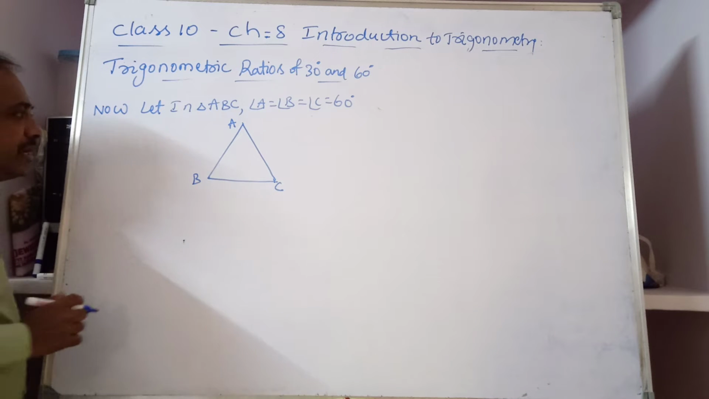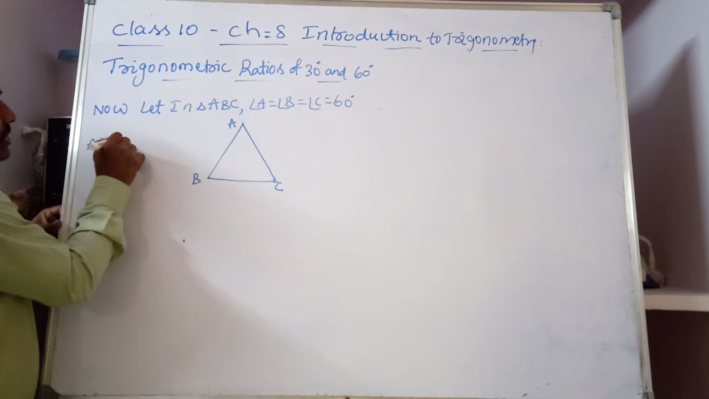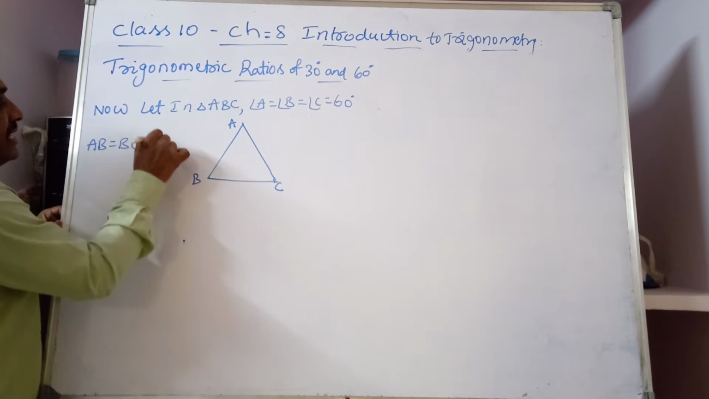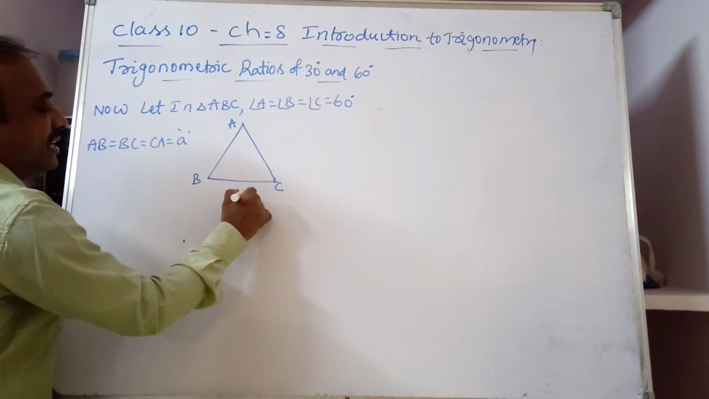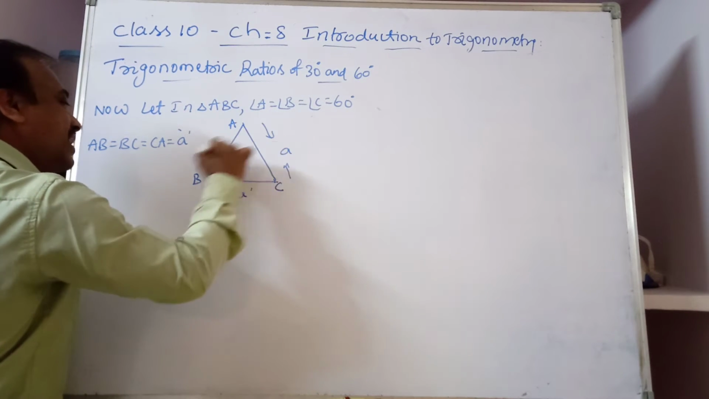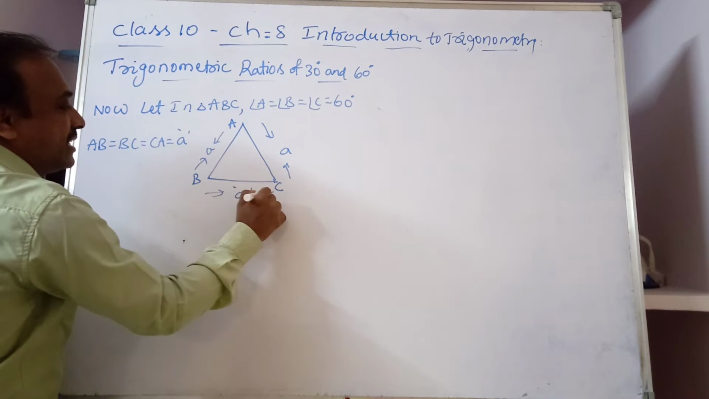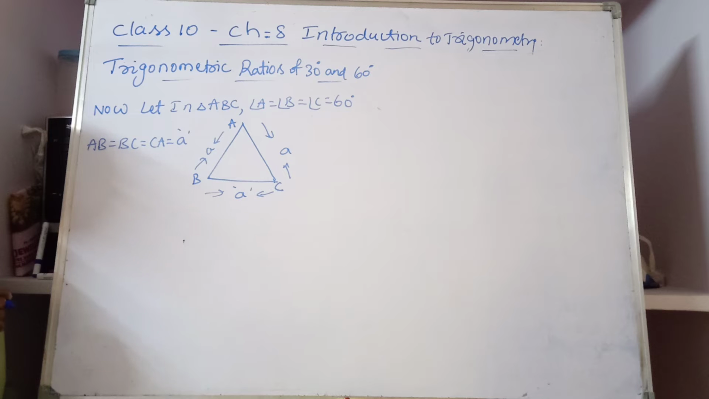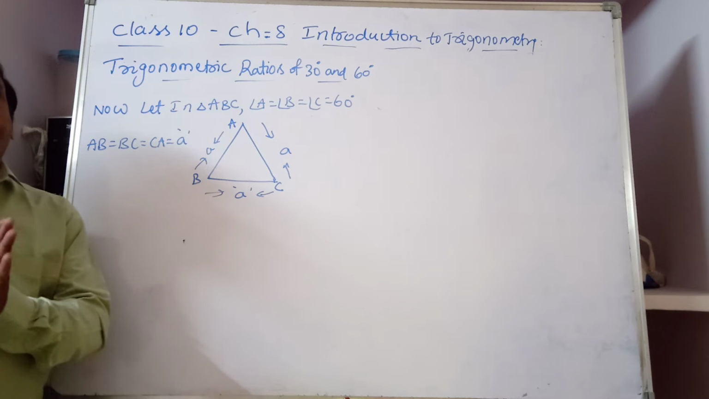Each angle is equal. Now we write AB is equal to BC is equal to CA is equal to A units. We are assuming the side as A units. This is also A from here to here, and this is also A. All are equal sides. Now, in class 7 we have discussed the median and altitude of a triangle.